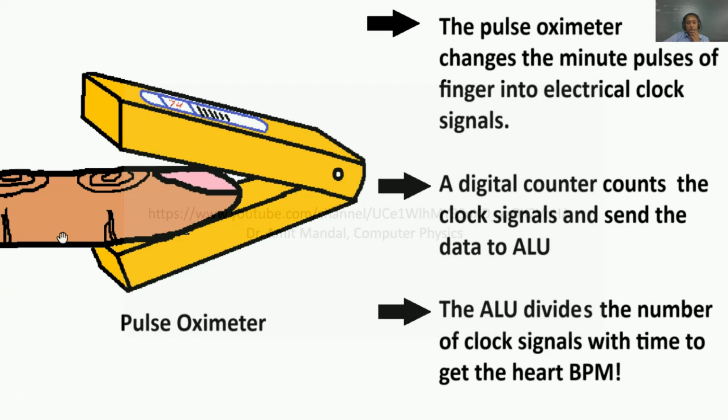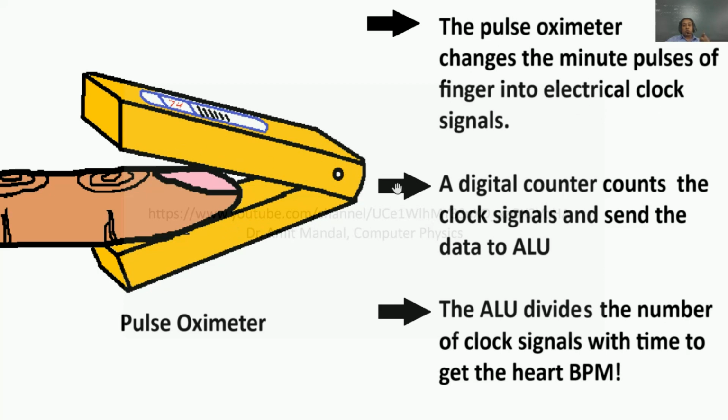See, when the heart pumps the blood, it pumps intermittently. So every part of our body beats. However, we cannot feel it at every portion of our body, but the sensor of this machine can sense those minute, feeble pulses. The pulse oximeter changes those minute pulses of the finger into electrical clock signals, discrete clock signals.